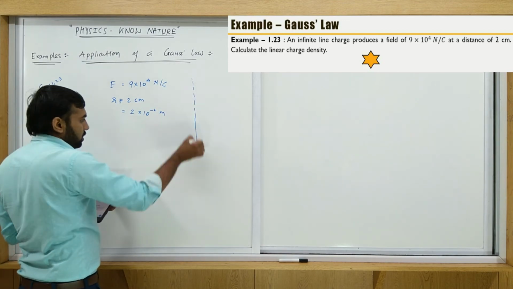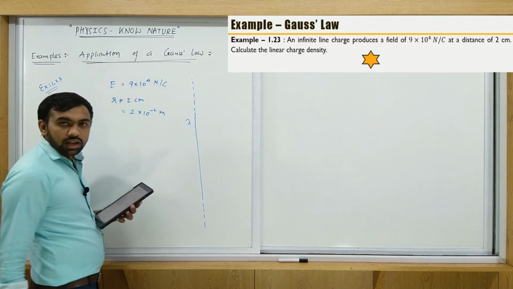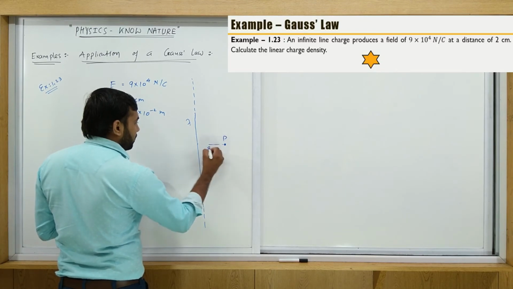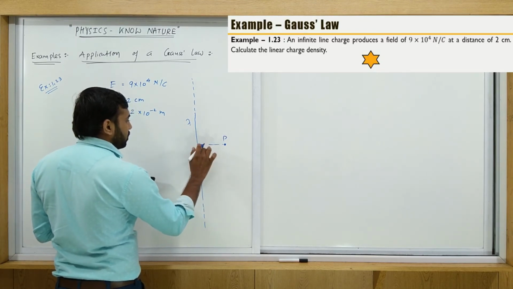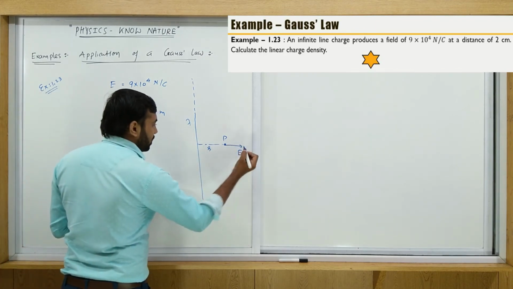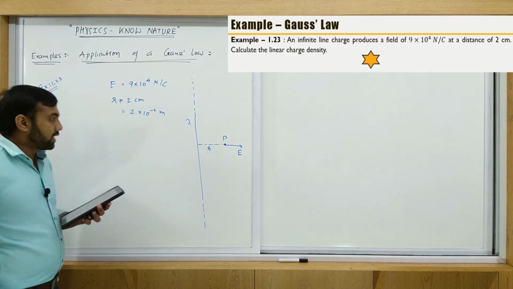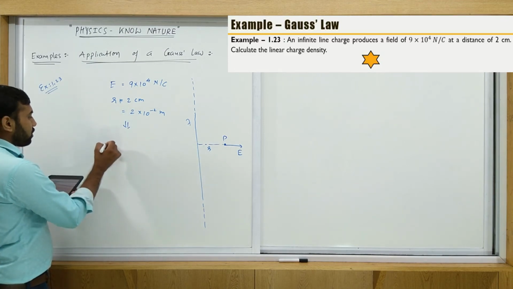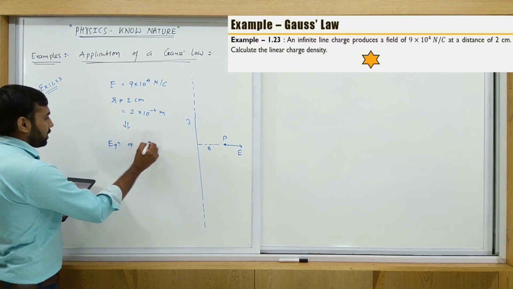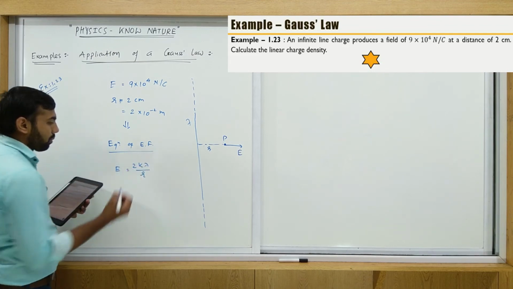Suppose you have an infinite line charge having some charge density lambda. At some point P, at distance R, an electric field E is produced. This type of case is given to us. Now what do we have to find out? The charge density. Use the equation of electric field: E is equal to 2k lambda upon R.